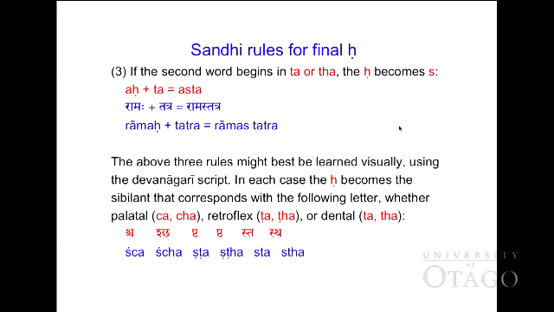The above 3 rules might best be learned visually using the Devanagari script. In each case, the ha becomes the sibilant that corresponds with the following letter, whether palatal, cerebral, or dental. So it will be sha, sha, sta, sta, sta, sta.